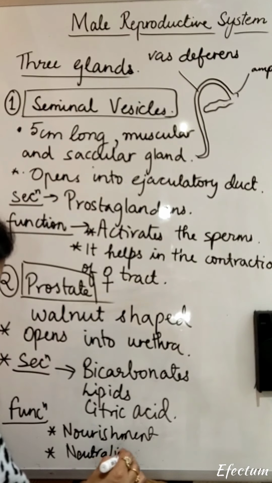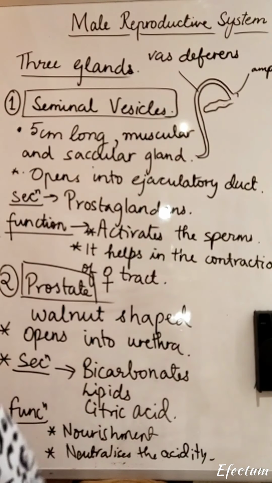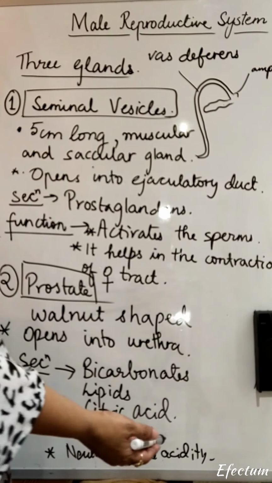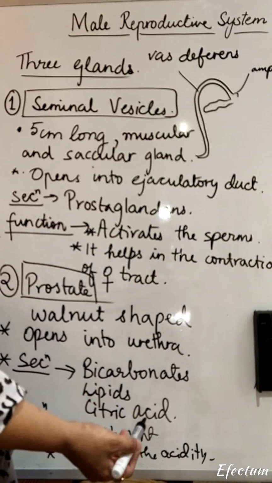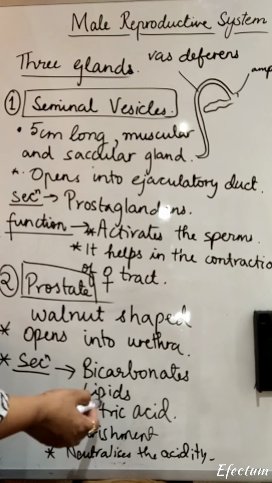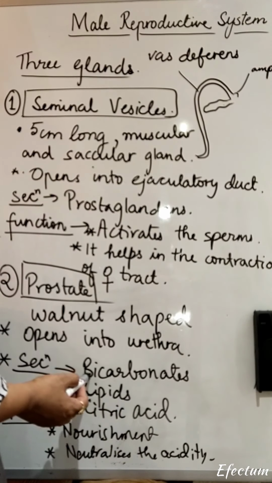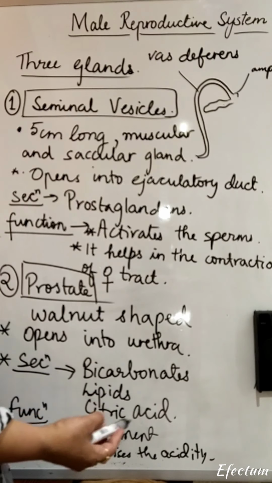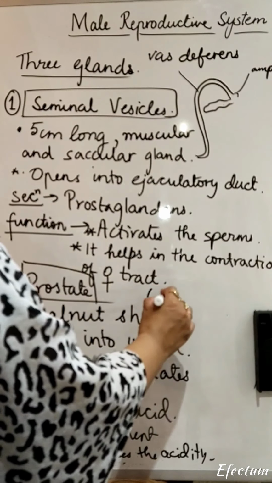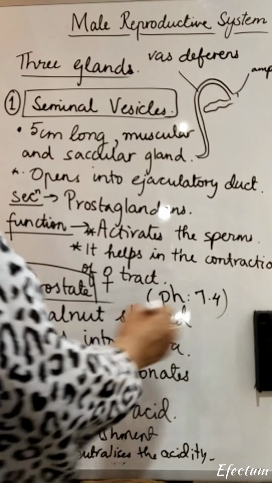neutralizes the acidity that is present in the vaginal tract. The sperms may die in the acidic secretion present in the vaginal tract. So what happens here, these bicarbonates and lipids provide nourishment to the sperm, and the bicarbonates and citric acid neutralize the acidity. They maintain the pH at about 7.4.